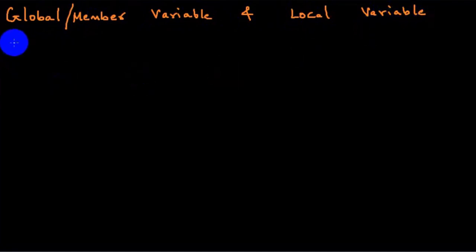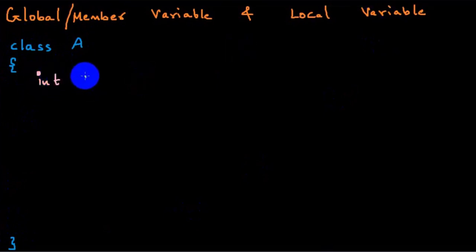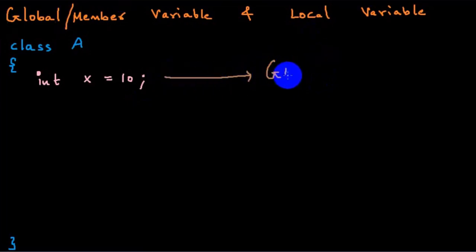Great. Now here, imagine I have a class. Class name is A. Open curly braces, close curly braces. Now inside this particular class, I will declare a variable: int x equals 10. Is it a global variable or a local variable? Sir, if you declare a variable within the class limit, we generally refer to it as a global variable or member variable. If you declare any variable within the class here, we call it a global variable or member variable.